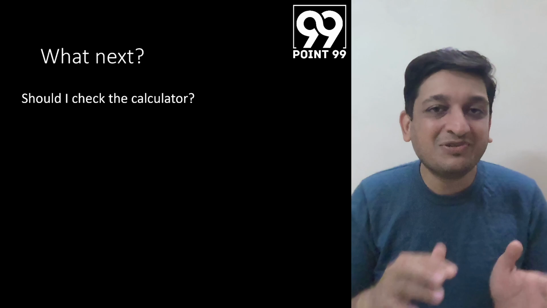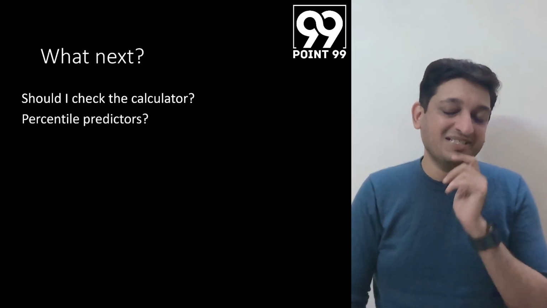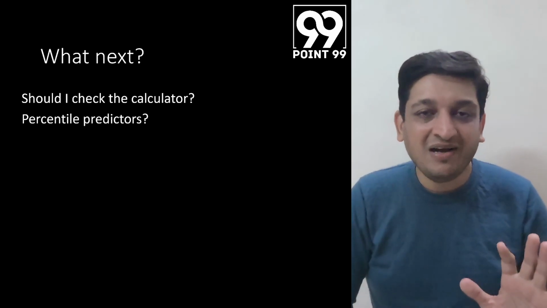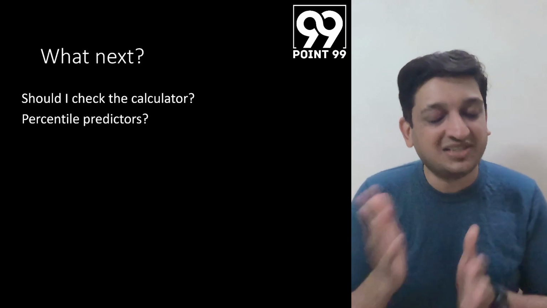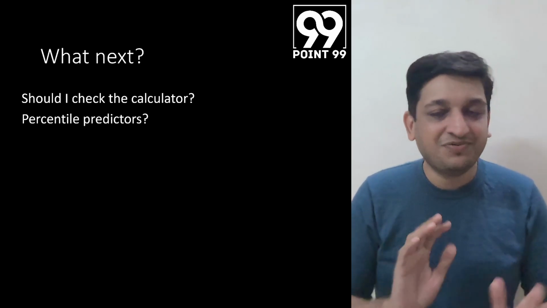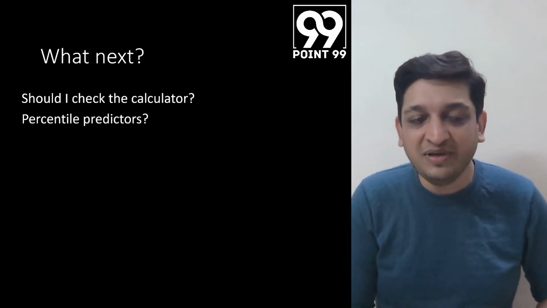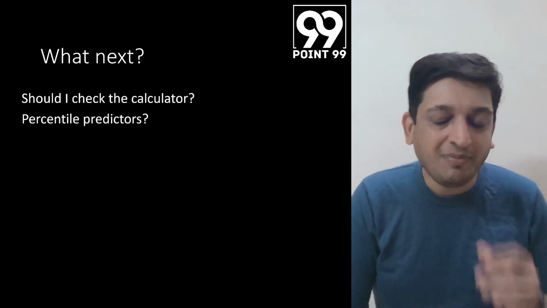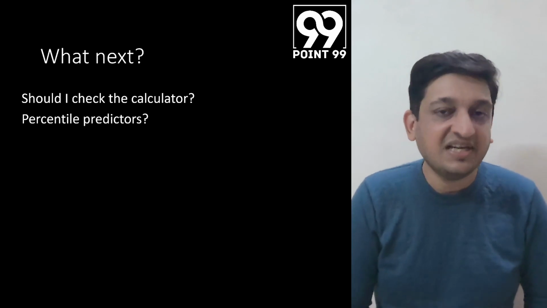Having said that, a lot of people have asked me this question: what should I do about the calculator? One, should I check the calculator? And two, what about the percentile predictors? Now, kudos to CrackU for having come out with the key on such a short notice, and I think it's fairly accurate. मतलब I wouldn't say कि पूरा ही गलत है, बहुत ही ज्यादा गड़बड़ है, ऐसा बिल्कुल भी नहीं है. They have done a commendable job. I think it is something that you can definitely trust, right?